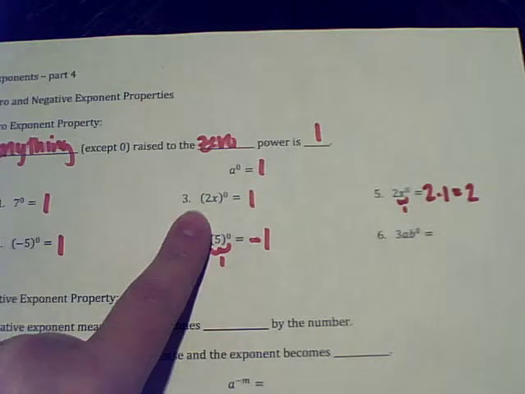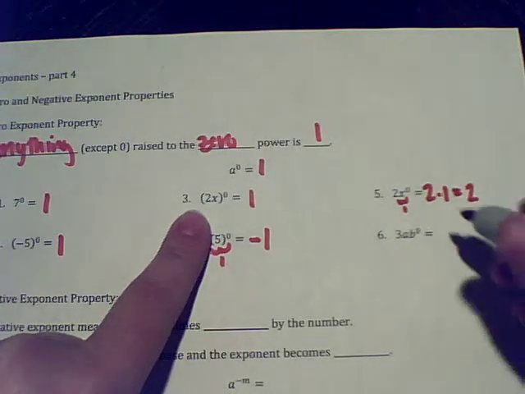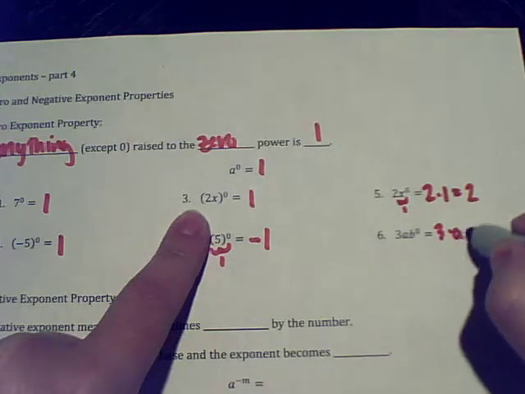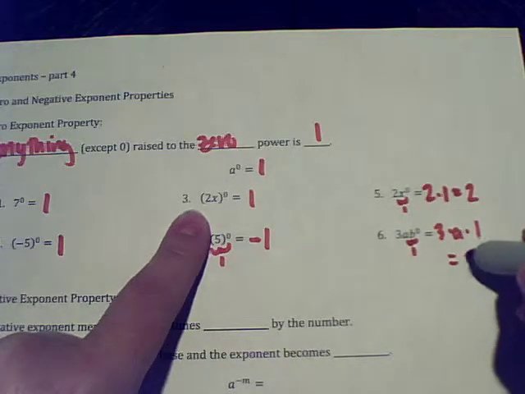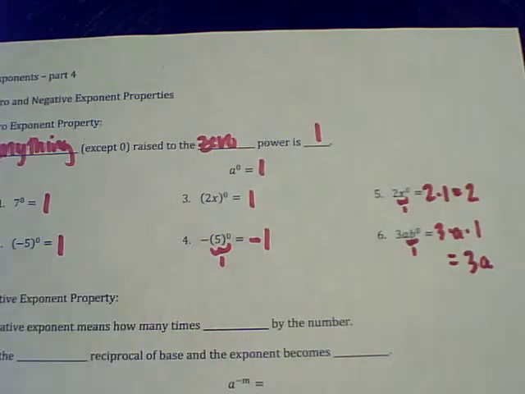Alright, number 6, the only variable with the 0 exponent is the b. So the 3 and a are still there, but the b to the 0, that's the 1 part. So in turn, this gives me 3a. The main thing from this is if you have a 0 exponent, that variable turns into 1.